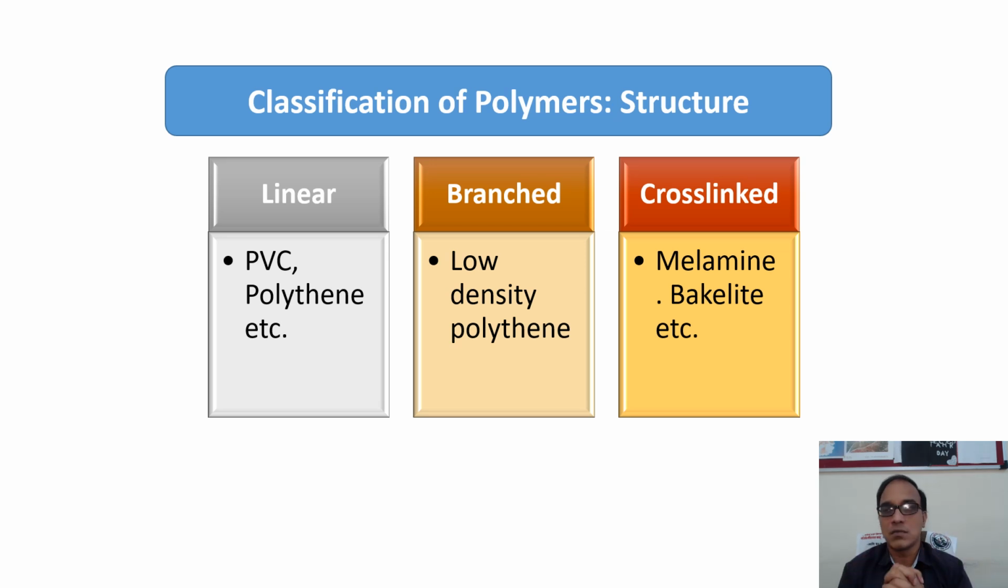Branched chain: when the linear molecule is having one or two branches, they are called branched polymers. Low density polythene is the example. Cross-linked: when the several branches are cross-linked and put together, they are called cross-linked polymers. They are basically somewhat like macromolecules like melamine, bakelite, etc.